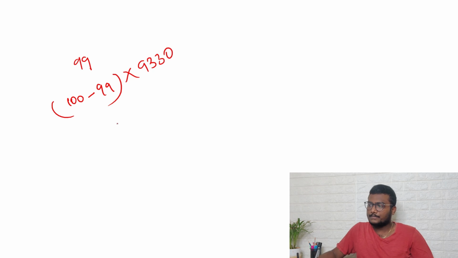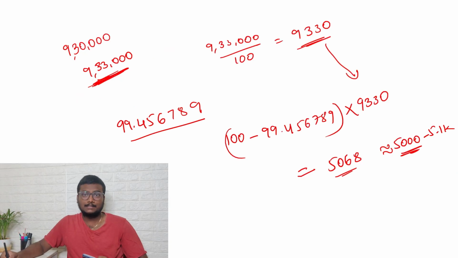The same thing if you got a percentile of 99: 100 minus 99 into 9,330, which equals 9,330. So you can say the rank will be from 9,300 to 9,400. That is approximate. What is this 9,33,000? That is the number of students who attempted the exam.